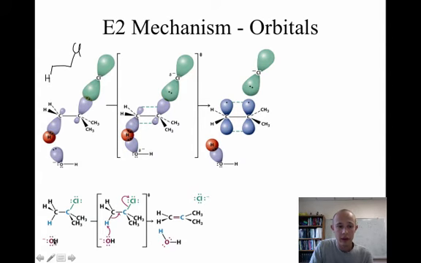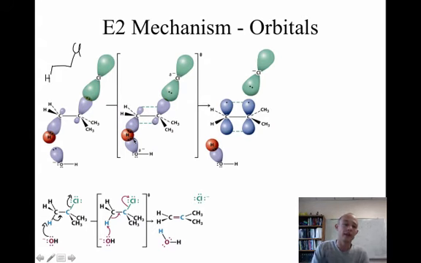So the hydroxide is going to come in and form a bond to this hydrogen. These two electrons are going to be forming our pi bond, and these two electrons are going to be forming a lone pair of electrons on chlorine, right? So in the transition state, this bond is partially formed, this bond is partially broken, this bond is partially formed, and this bond is partially broken.